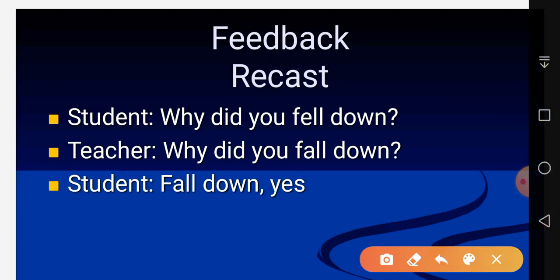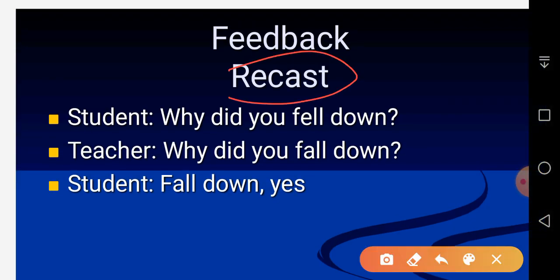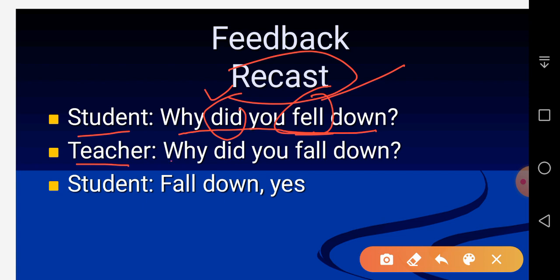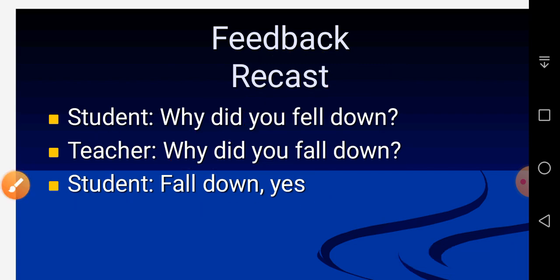Now feedback can be provided with the help of recast. See the example. One student says, why did you fell down? See the incorrect form, fell. So after this operator did, we use the first form. Now the teacher says, why did you fall down? Why did you fall down? And the student says, fall down, yes. So this is known as recast.